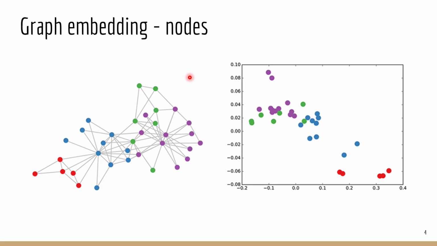So here is a toy example illustrating why graph embeddings are useful and why we need them. So we have a set of nodes and edges on this graph. Some of the groups or some of the clusters are shown by different colors.